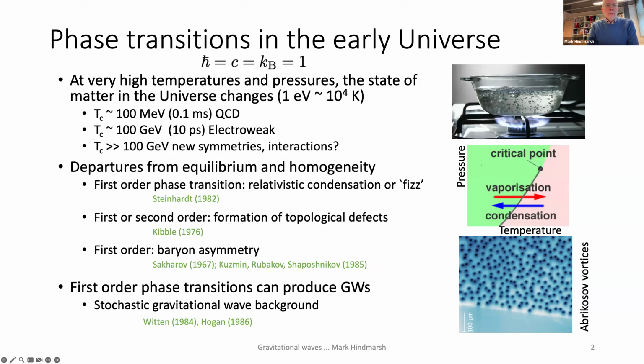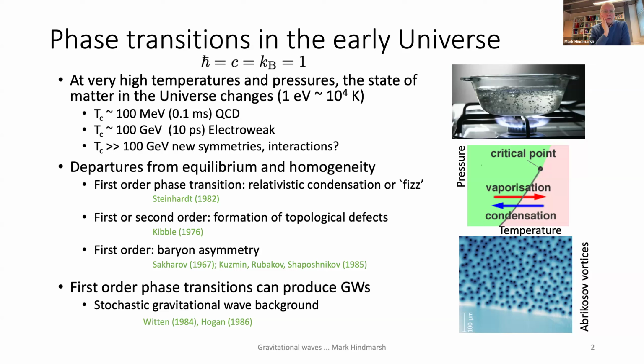And even earlier in time, well, that's about as far as we know for sure what happened, but there might well have been new symmetries emerging and new interactions. In these changes of state of matter, as we work our way forward again, we might have seen departures from equilibrium and homogeneity, which are fundamental assumptions behind Big Bang cosmology. Particularly if the transition was a first order phase transition, it would have proceeded by some kind of relativistic analog of condensation, or reverse boiling, or a fizz as you release the pressure on a bottle of soda water.